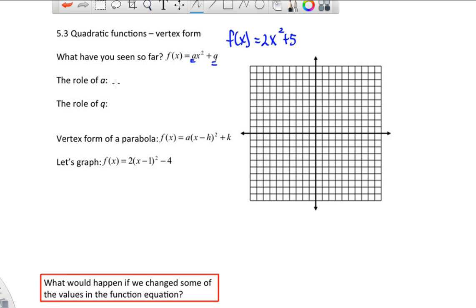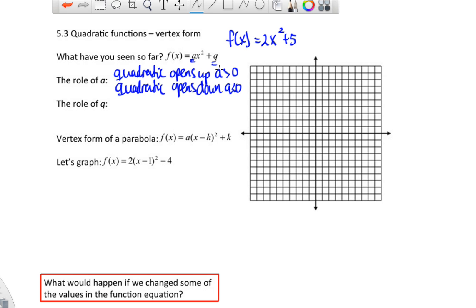And so the role of a: so far we've seen that a determines if the quadratic opens up. That would be if a is greater than 0, so 2, 3, 1, a half. And a can also determine if the quadratic opens down, if a is less than 0.